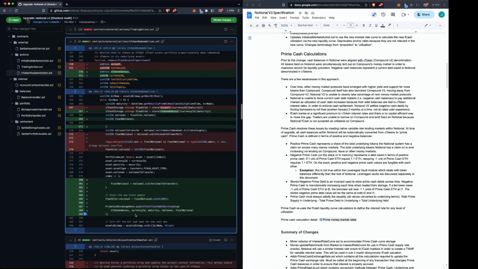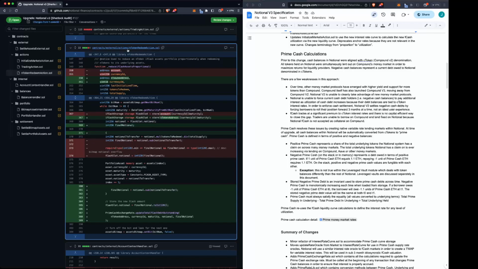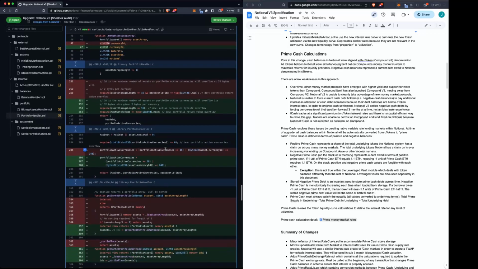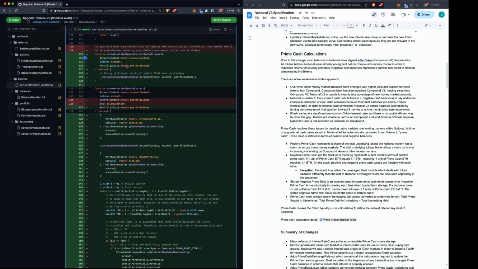What that is, is the calls to update total Fcash debt outstanding. So that happens in three places. It happens once when you redeem nTokens. It happens when you add new assets to a bitmap portfolio, so this is when we're setting assets in the Fcash slots. And then it happens in the portfolio handler, specifically in the account context handler.